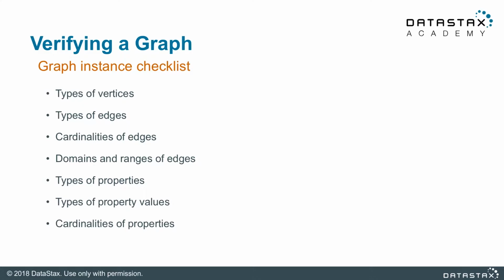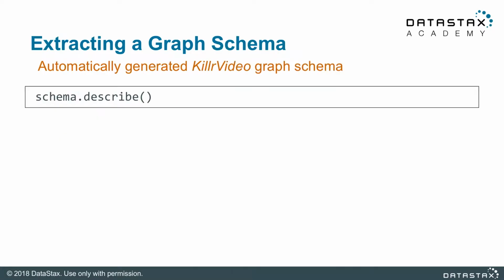As you're inspecting your graph, there are a few things you want to verify. First, you want to make sure that you have all of your vertex and edge types represented. You will want to verify that the cardinality of all your edge labels is correct, as well as the domain and range for those edge labels, which describes the vertex labels that the edge label can connect. Lastly, you want to make sure that all of your properties are represented with all of the different types they may contain and the various possible cardinalities of each property type. Remember, the automatically generated schema will only be as accurate as the example graph instance you provide, so this step is critical.